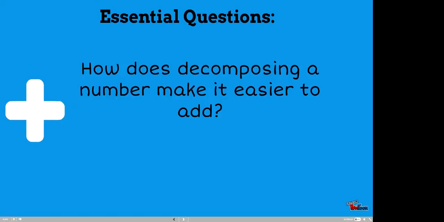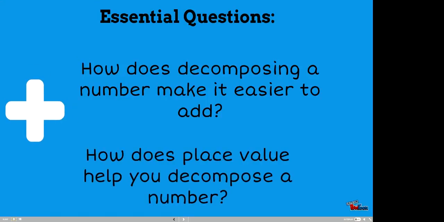So here's some essential questions that we can ask. How does decomposing a number make it easier to add? And how does place value help you decompose a number?